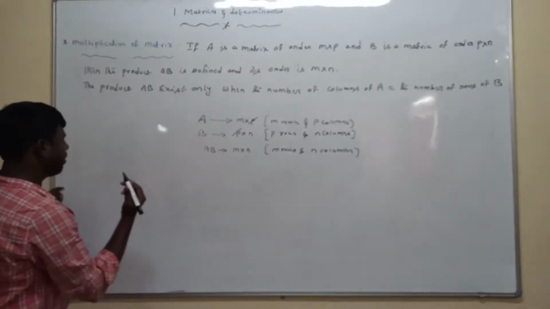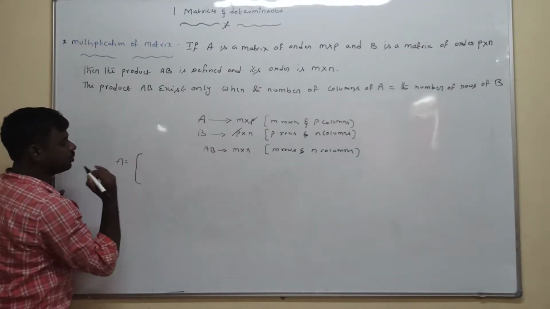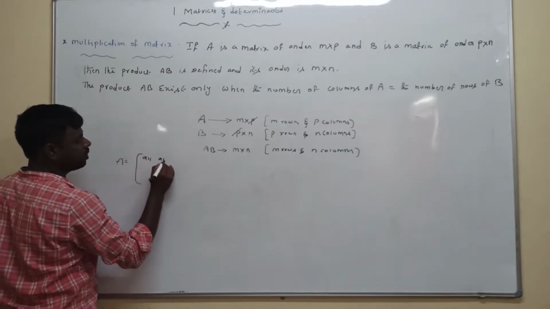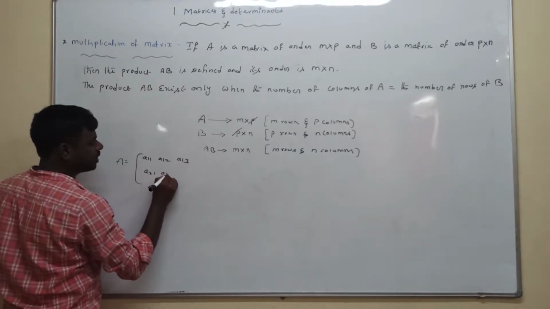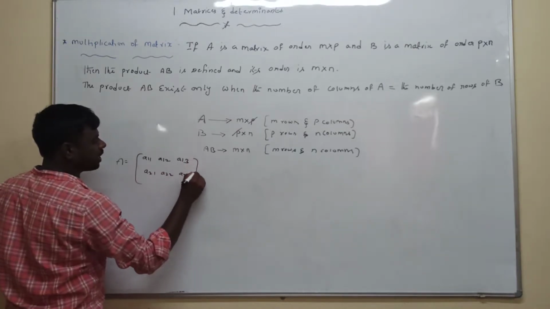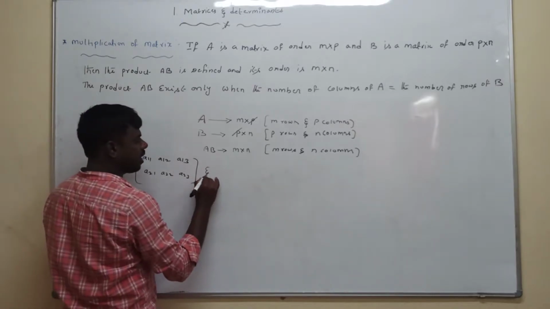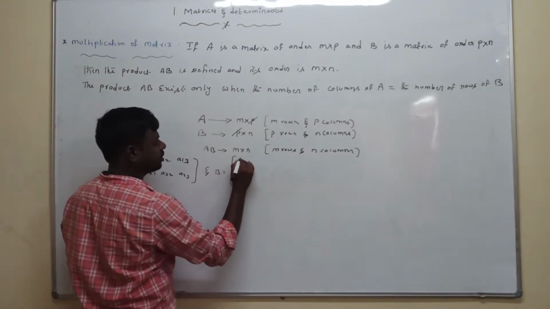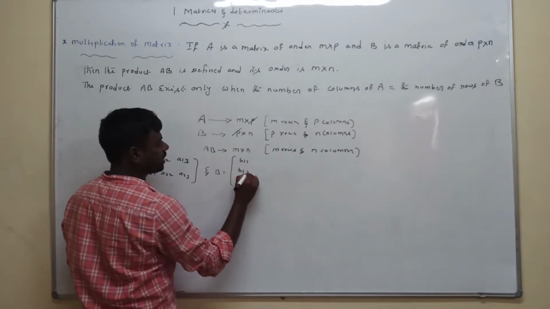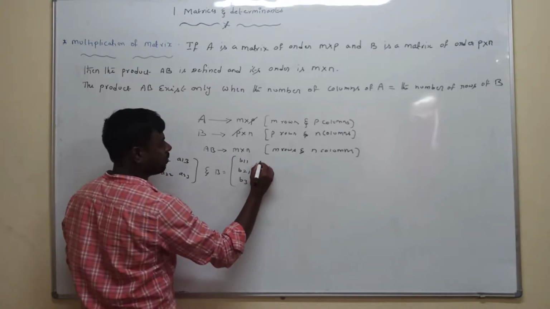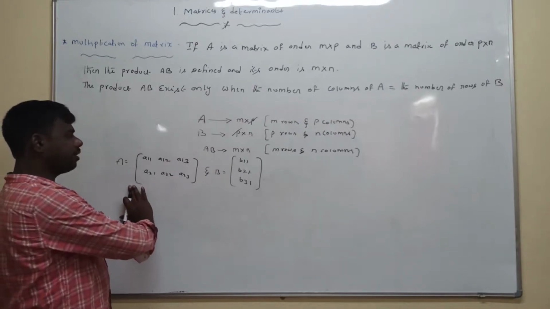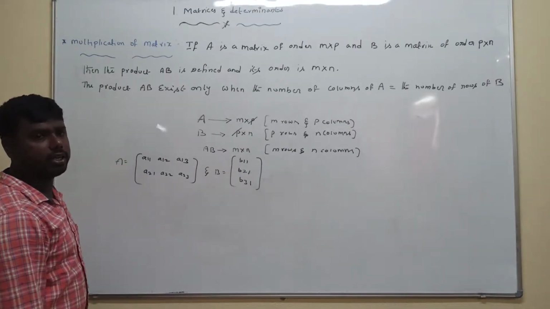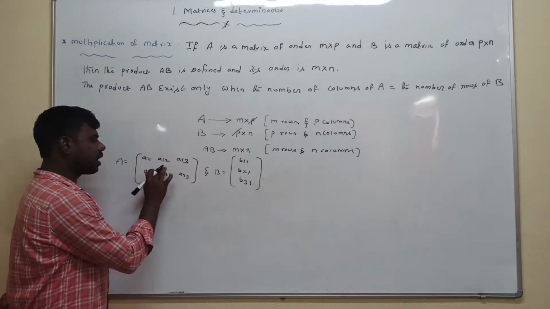For example, capital A is equal to first row first column, first row second column, first row third column, second row first column, second row second column, second row third column. Taking matrix A and matrix B, with B having first row first column, second row first column, third row first column, like that. Observing here, how do we find AB?